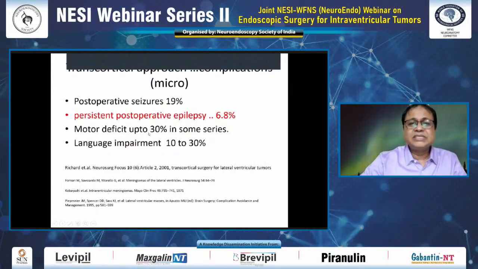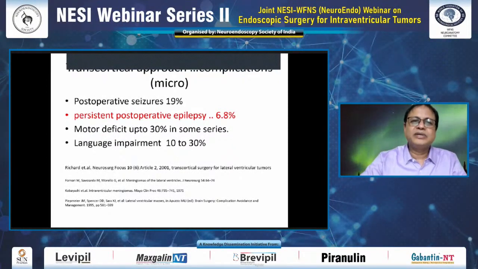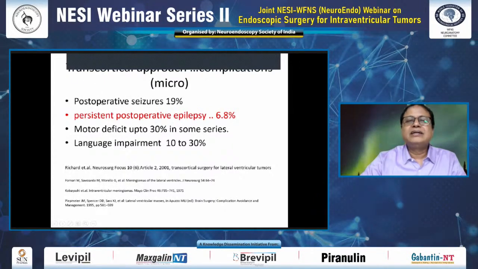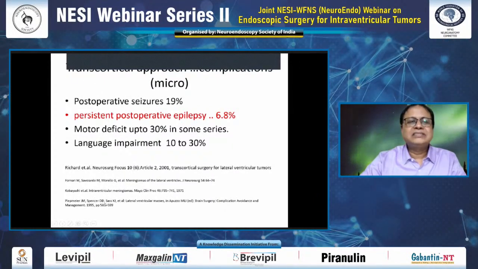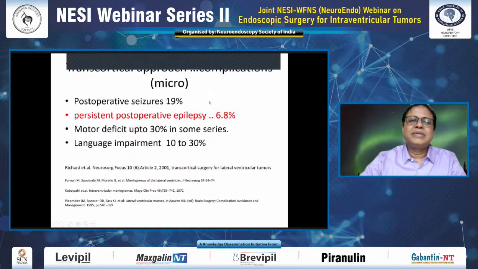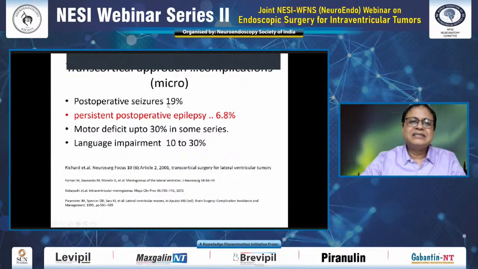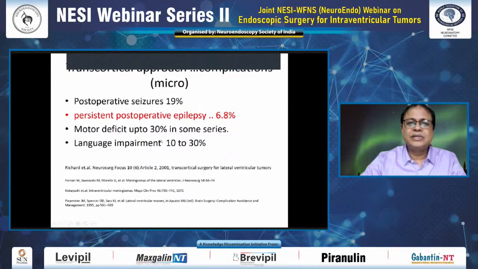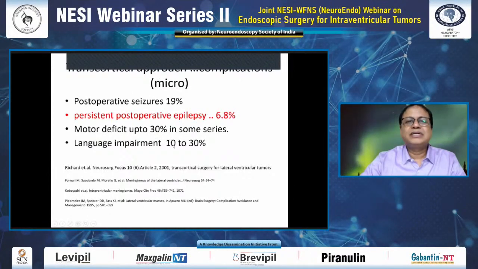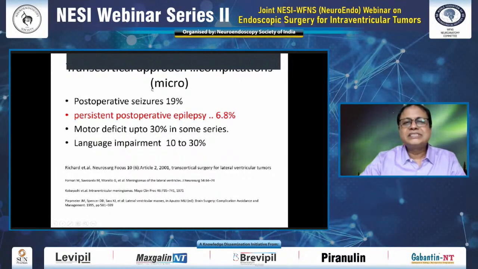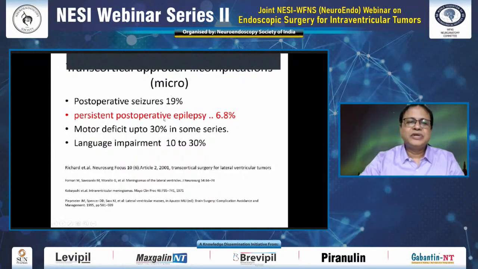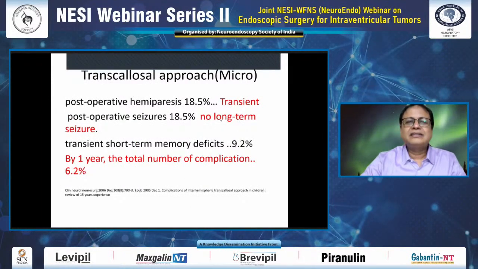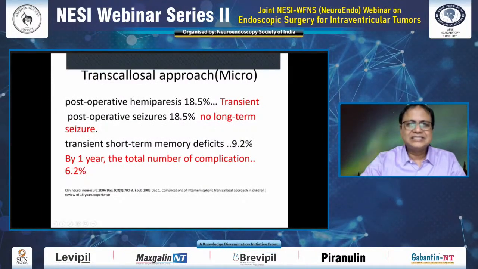Now, is the 20% complication rate higher than in the microscopic group? There are a few papers on the complication rates of the microscopic transcortical approach to intraventricular tumors. The complication rates are almost similar, but the motor deficit was a little higher and language impairment was also higher. In endoscopy, this was not addressed. 19% had immediate post-op seizures, but persistent post-op seizure was only 6.8%. And the transcallosal has less.